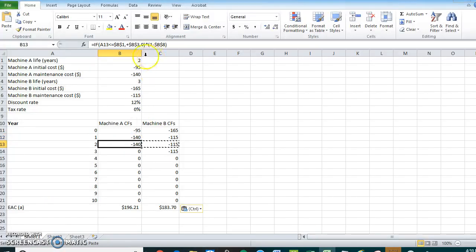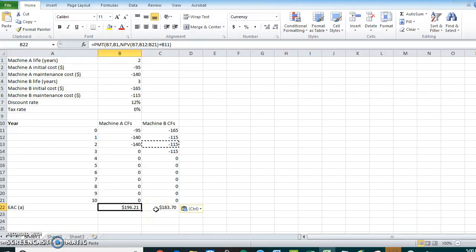So let's see, B12, B21. Whatever cells your columns are, you want to look from year 1 to year 10. You don't want to mess with year 0 yet. Okay, so again, year 1 to year 10, parentheses, plus B11, which is your initial cost, your year 0 cost, close parentheses, and you get the EAC for machine A.